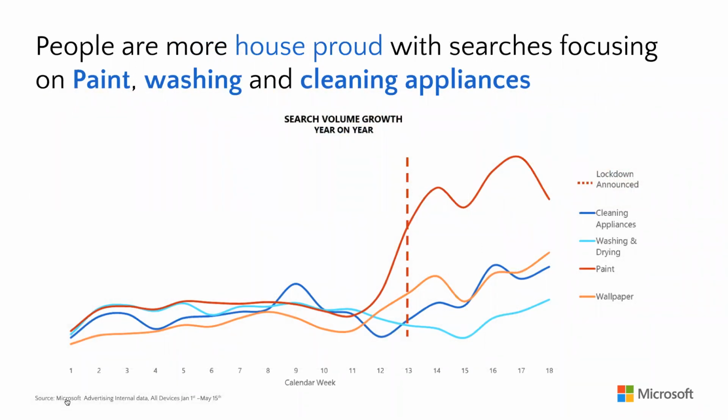One of the key things we saw reflected in trend is that people are being a bit more house proud with their searches. So we're seeing increases on things like paint, a huge increase on paint, actually. Washing and cleaning appliances as well, a big increase on that. And interestingly, with paint, there was quite a supply chain challenge. They ran out of supplies, but people were still continuing to search. But we also saw an inflection in wallpaper, where if people couldn't get paint, wallpaper was increasing, which was quite an interesting point to see.